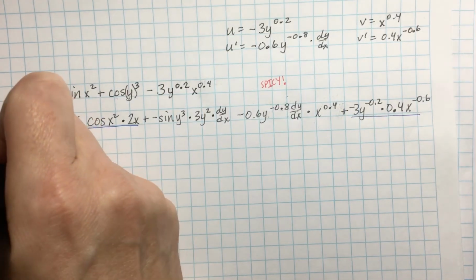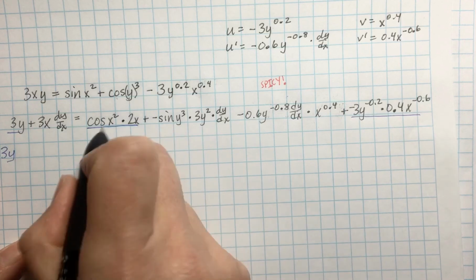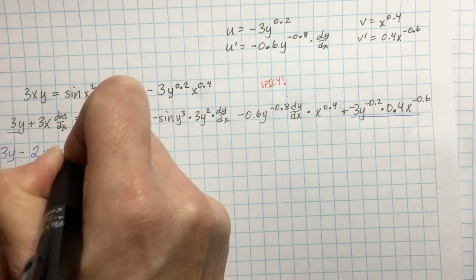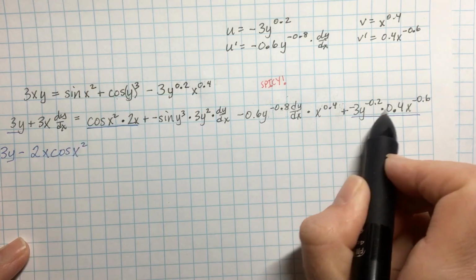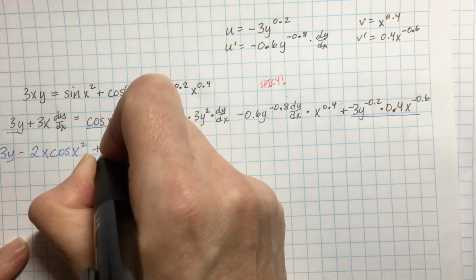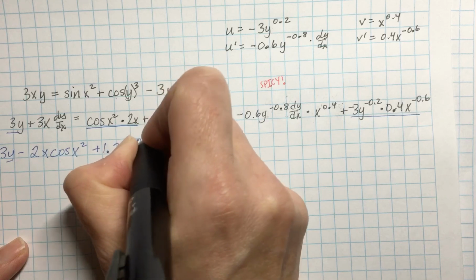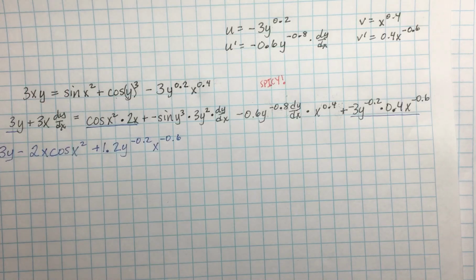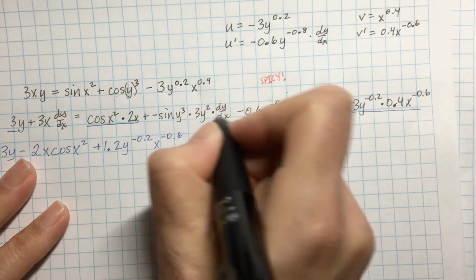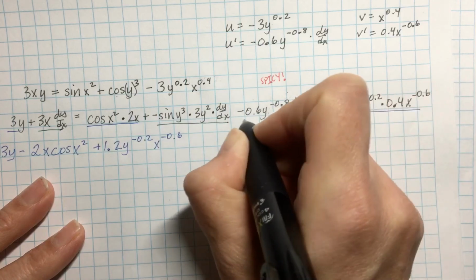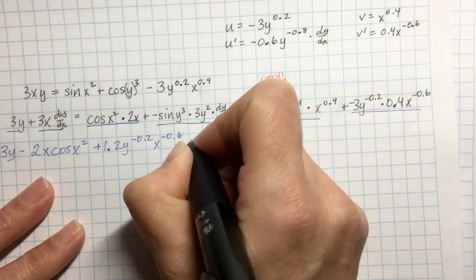So I have 3y, and then minus this one, so minus 2x cosine x squared. And then I have, that's a negative, so it'll be a plus 3 times 0.4, 1.2, y to the negative 0.2, x to the negative 0.6. Okay, so there's the left side. On the right, I have all the dy dx stuff. So I have all of these pieces here, so I need an equals.